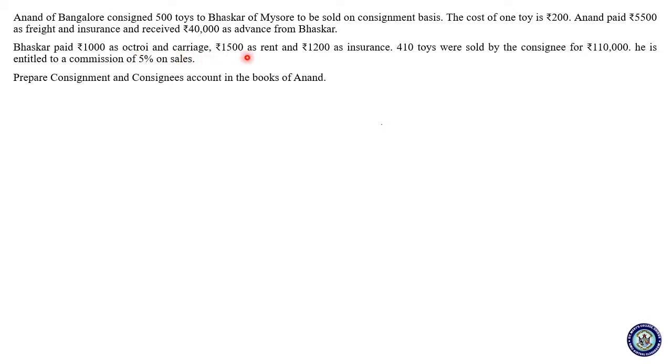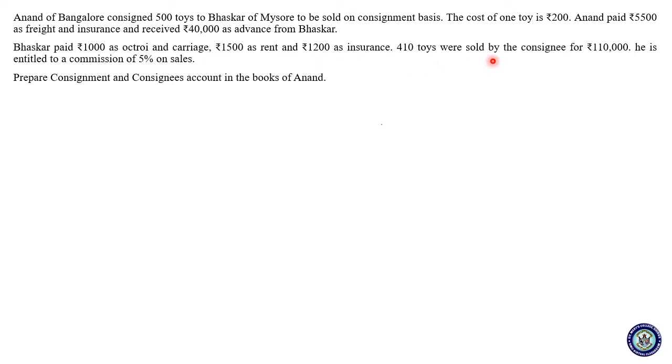Okay, 1,500 as a rent. Which rent? We assume it as a godown rent. Okay, so godown rent is paid after goods enter the godown, right? As well as insurance, you will take the insurance when you receive the goods. So 1,000 is the non-recurring and these two items are recurring expenses.